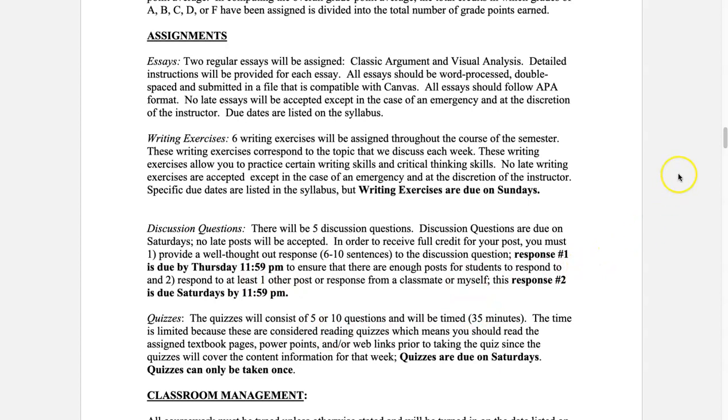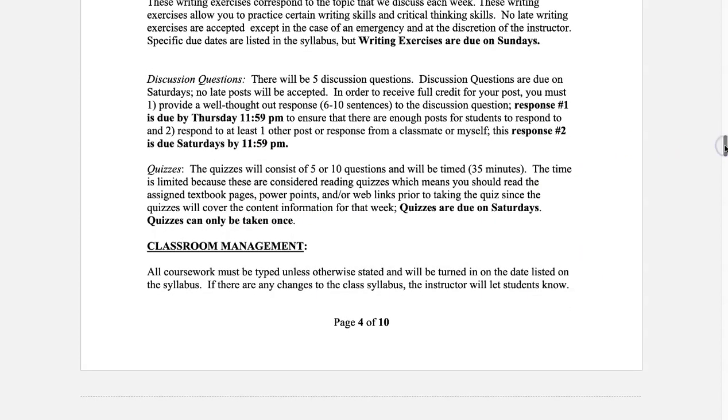So let's talk a little bit about the discussion questions. The discussion questions are basically meant for you to interact with your classmates. So because of that, I ask that you respond twice. The first response should be submitted by Thursday, 11:59 p.m., and it should be replying to the original post that I posted. So you're going to see a question, and your first post should be in response to that question that I posted, and it should be submitted by Thursday, 11:59 p.m.